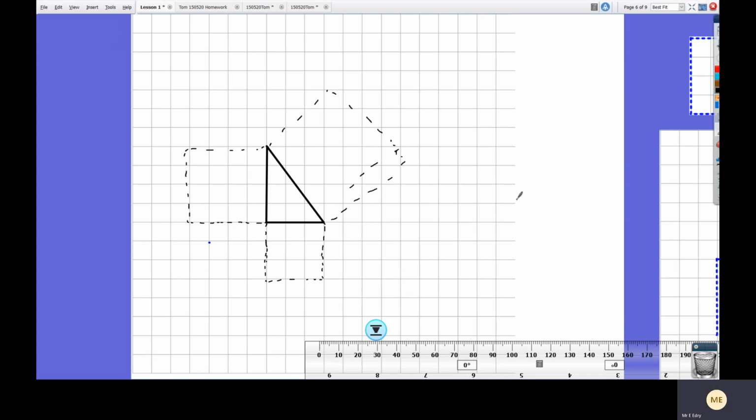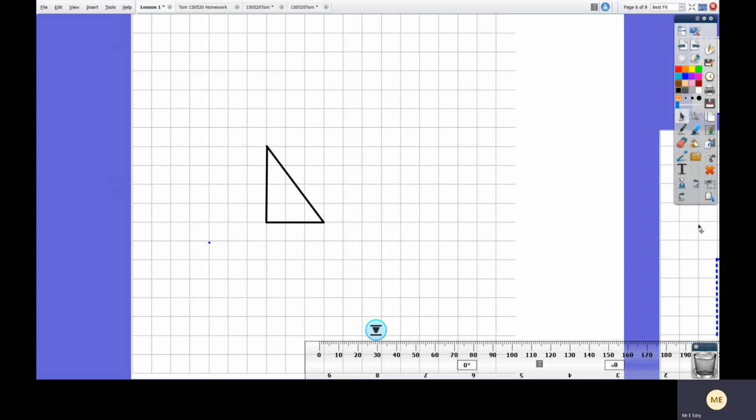The reason for that is because I want to remember Pythagoras' theorem. I want to remember the relationship between the areas of these 3 squares. So I'm just going to draw my squares a little bit more accurately than I just did. I'm going to put them in color as well.